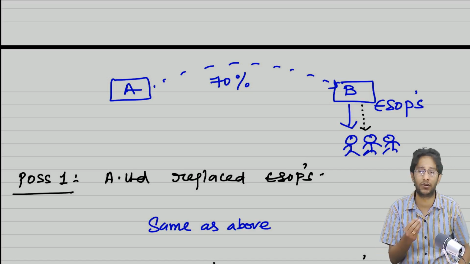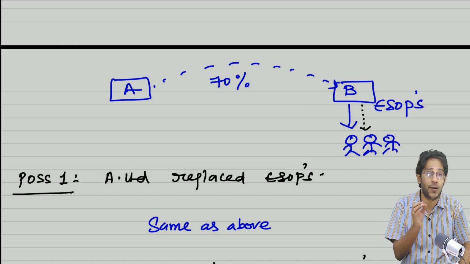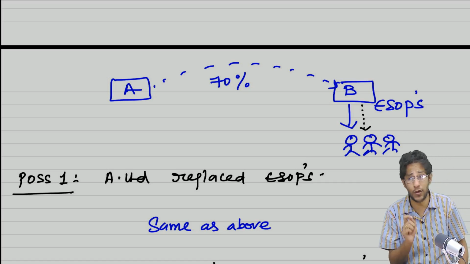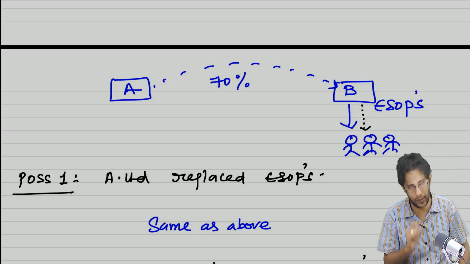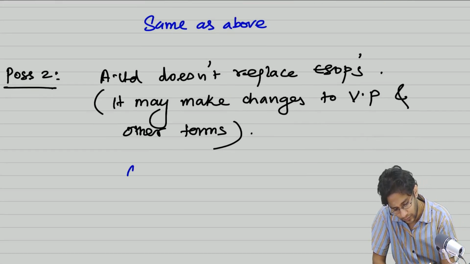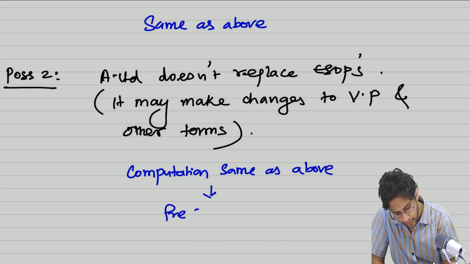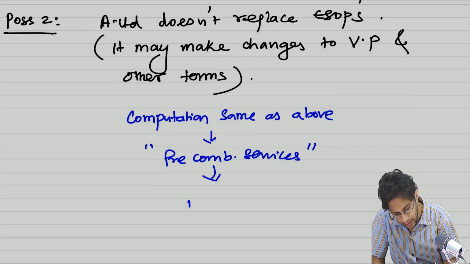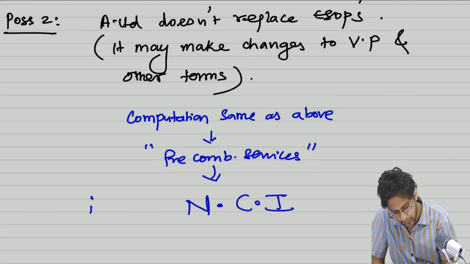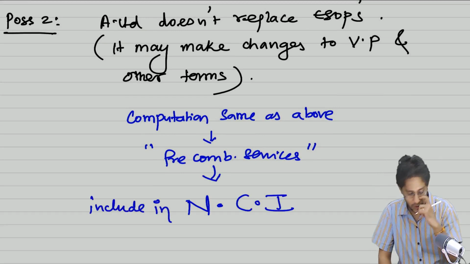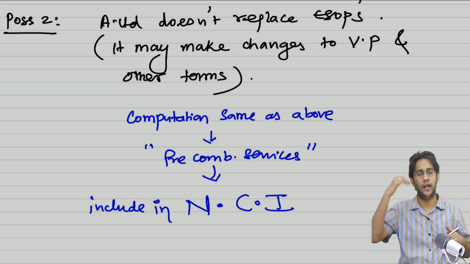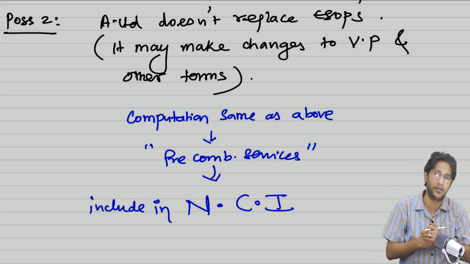A Limited is changing some terms and conditions of the ESOP. It can change, it may not change. But the ESOP's obligation is not taken over by the acquirer. The ESOP's obligation is still there with B Limited only, the acquiree only. In this case also, you will do the computation same as above. Determine the worth of pre-combination services and include this in C. So same calculation.